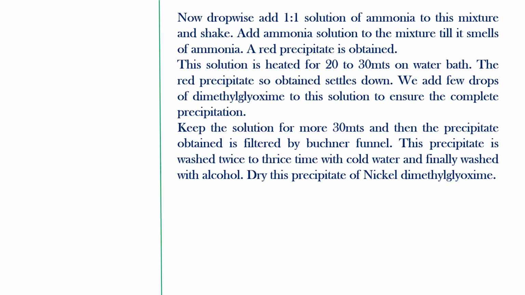Then we add 1% solution of ammonia, and this addition too is done dropwise. Shake the mixture well so that the reaction can be completed. This addition of ammonia is done till we get a smell of ammonia from the reacting mixture. When we start smelling ammonia, we stop the addition. By addition of ammonia, we get a red precipitate in the reacting mixture.